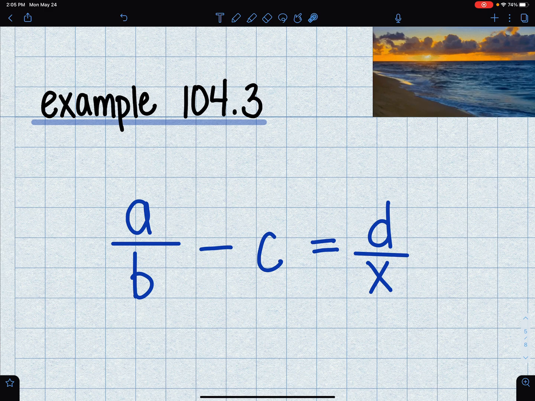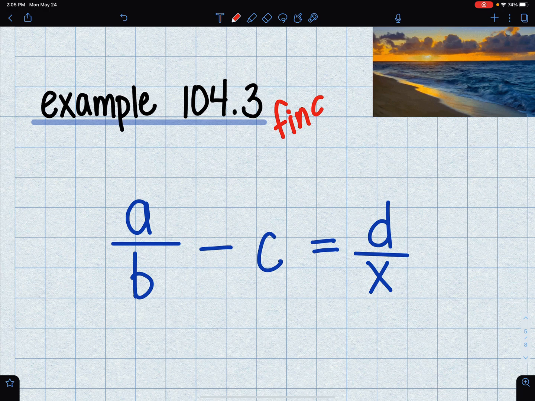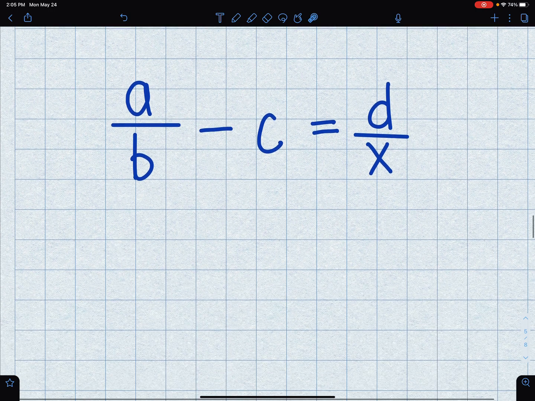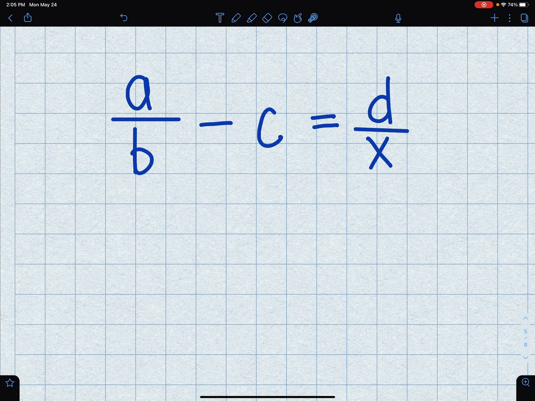Okay, so in this example, they are telling us find x. So we have to isolate this guy. All right, how are we going to do that? These are kind of fun, I think. This is kind of like solving a Rubik's Cube. Super satisfying. How do we isolate that x?